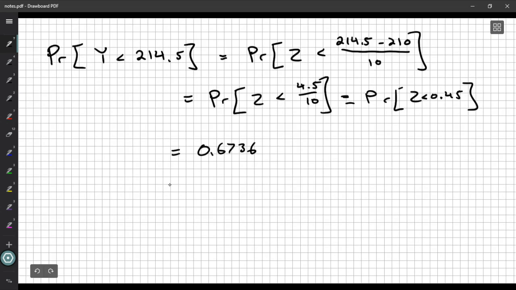So that's the probability that z is less than 0.45, which is the same as the probability that y, our good approximation, is less than 214.5. And as we can see, thanks to our histograms, that is the same as the probability that our random student's score is less than 215.